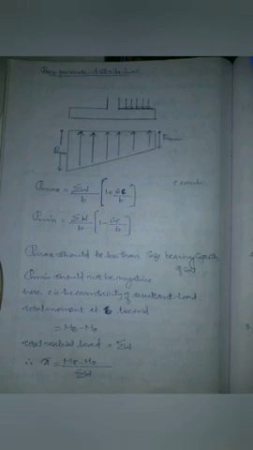Total moment at toe end is equal to MR minus MO. Total vertical load is equal to sigma W. Then X bar is equal to MR minus MO divided by sigma W, and the eccentricity E is equal to B by 2 minus X bar.